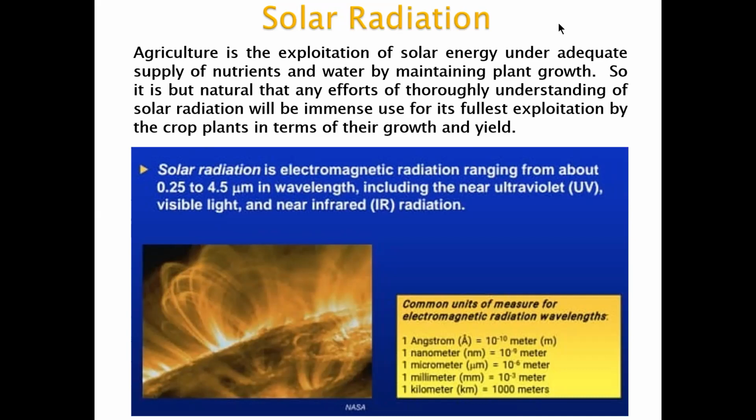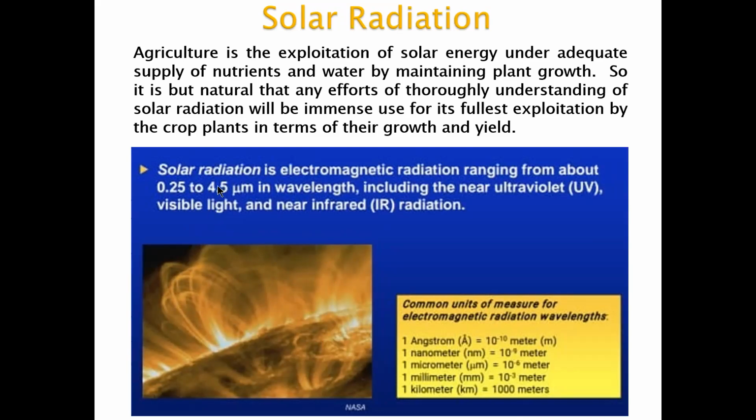So solar radiation is an electromagnetic radiation. You have seen here, like at the Olympics or any function in Western countries, they arrange lighting and make light shows like this. These are all small particles showing the electromagnetic waves. These are nothing but a picture of the solar radiation of different waves.